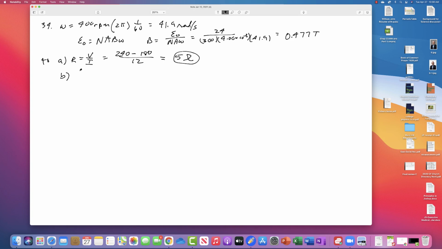What current does it draw when it's first started? When it's first started, there is no back EMF. An engine has to get started for a back EMF to be generated. And so you put in the original voltage because there's no back EMF until the engine gets going. And then that divided by the resistance is going to give you an initial current of 48 amps, which is why in some situations when a car or some engine is started, it can blow a fuse that it would not normally blow.